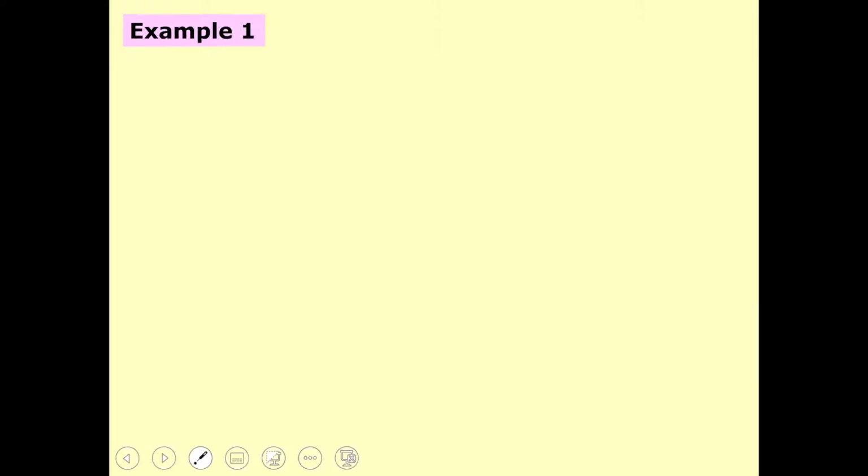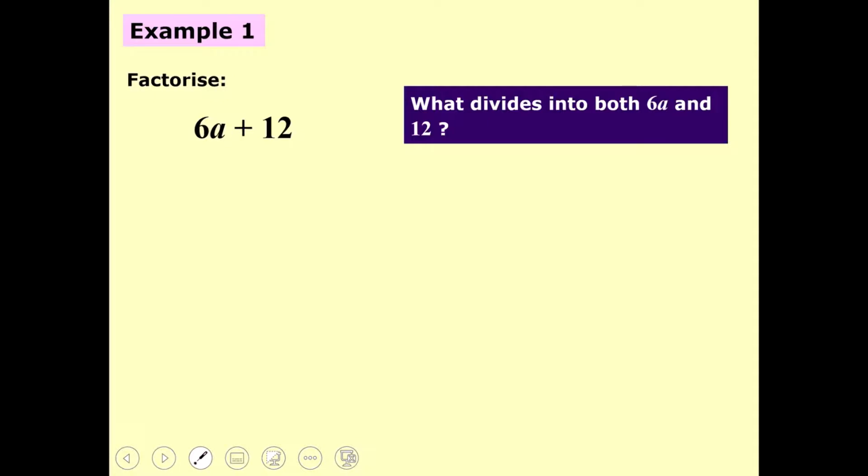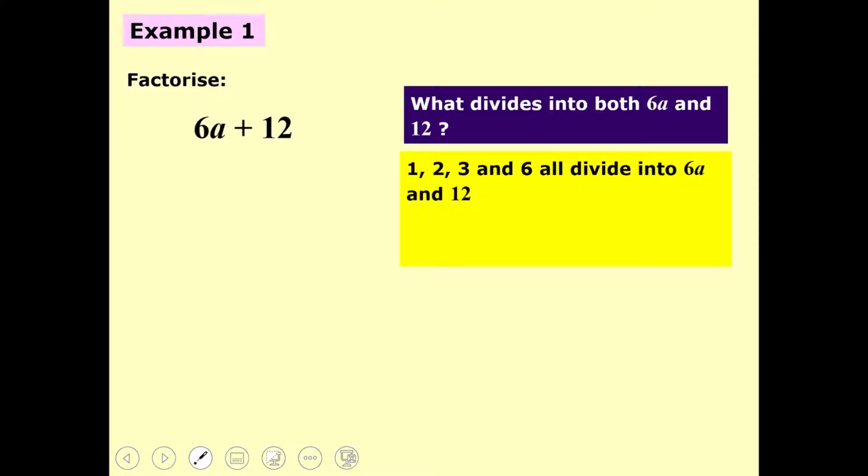So let's look at this first example. We're being asked to factorise 6a plus 12. And how we're going to do that, we need to think about what divides into both 6a and 12. Well, you can divide 1, 2, 3, 6. They all divide into 6a and 12. And these are called common factors. Okay, so 1, 2, 3, and 6 are all common factors of 6a and 12.